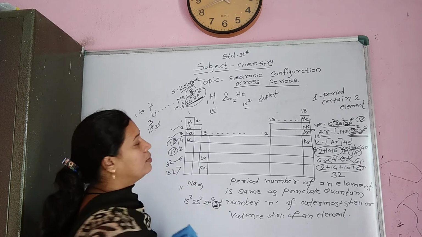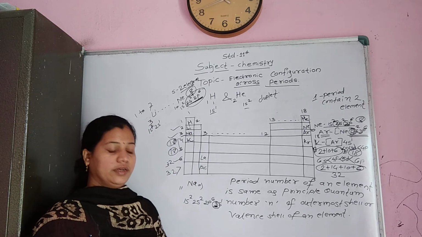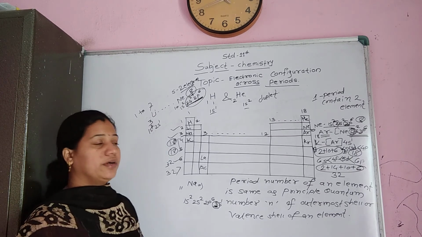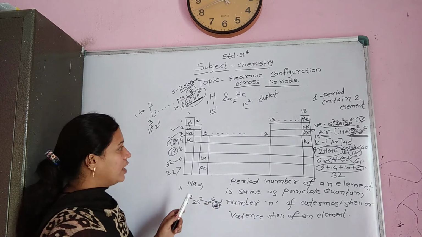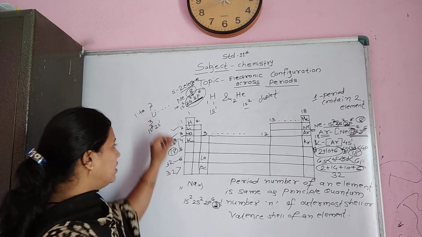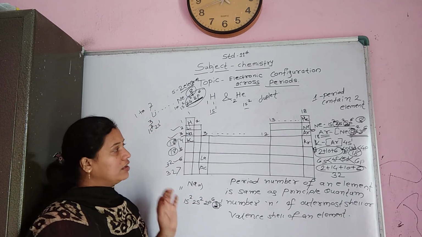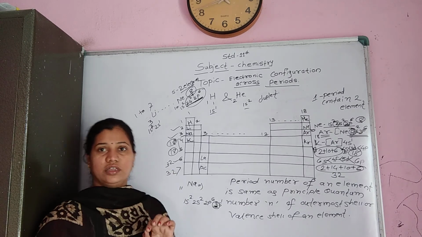So these are all about the electronic configuration across the periods. The period number is the same as the principal quantum number n of the outermost shell or valence shell of an element, and there are a total of 7 periods. We observe how many elements each contains from the electronic configuration of the elements.